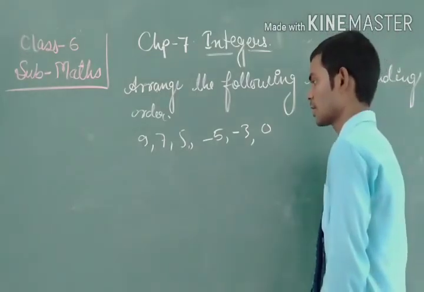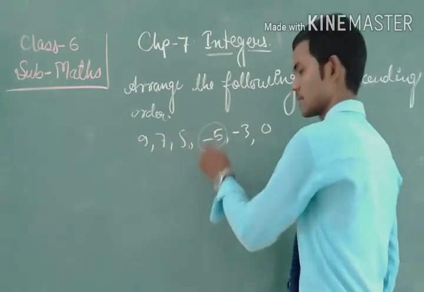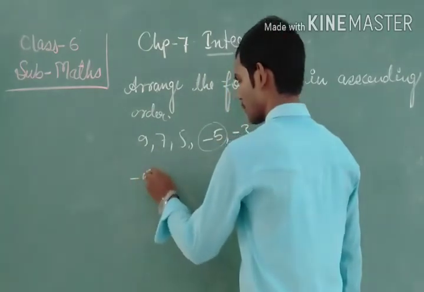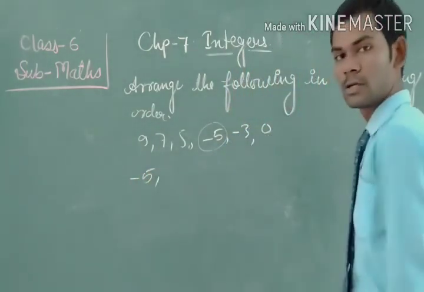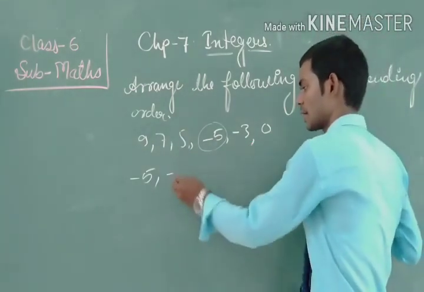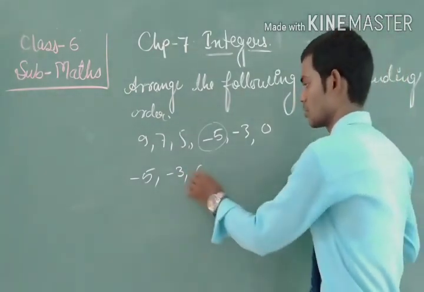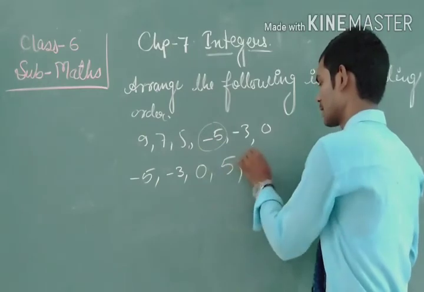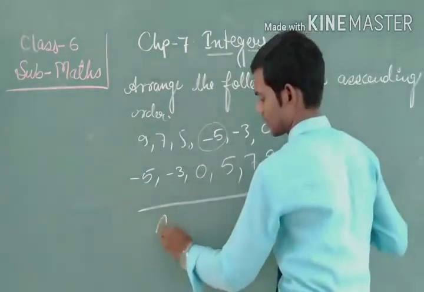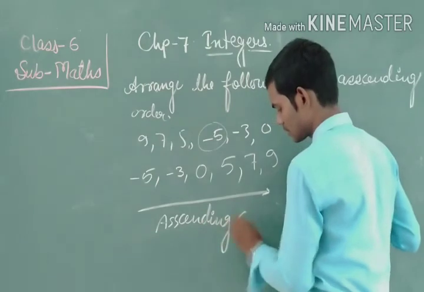So first of all, here you can see that the highest negative number is 5. So we first write minus 5, and after that the just greater number than minus 5 is minus 3. So we write here minus 3, and the just greater number than minus 3 is 0, and the next is 5, then 7, then 9. So in this way we will get our ascending order.